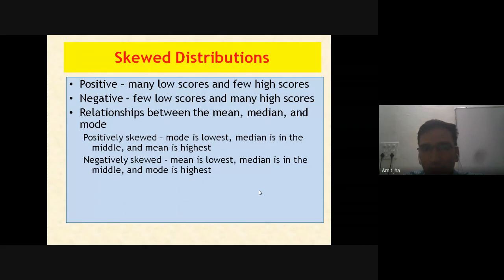So the relationship between the mean, median, and mode in the case of positively skewed is that the mode is lowest, the median is in the middle, and the mean is the highest. Negatively skewed, the mean is the lowest, the median is in the middle, and the mode is the highest. So this is one of the important features which we should remember, that for skewed distributions, the relationship between the mean, median, and mode is different in positively and negatively skewed distributions. Whereas in a normal or symmetrical distribution, the mean, median, and mode are the same and coincide.